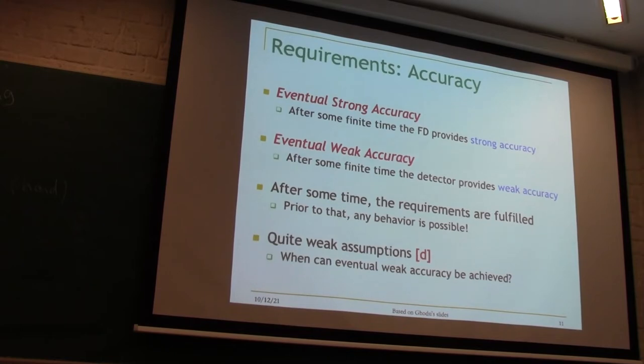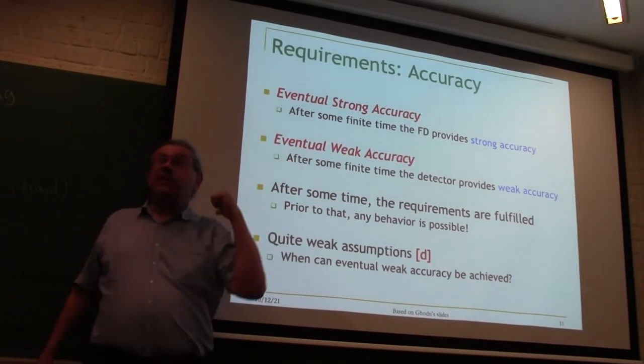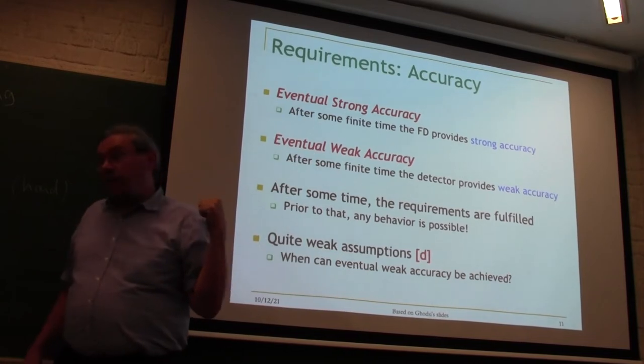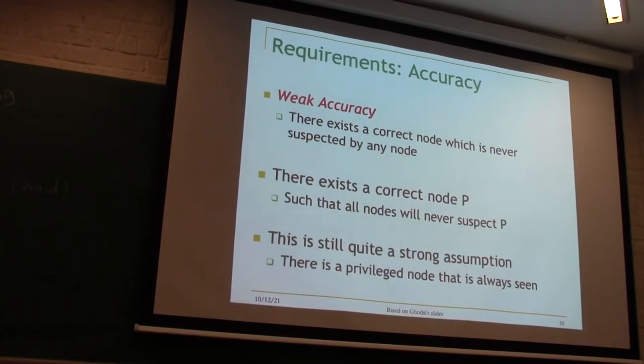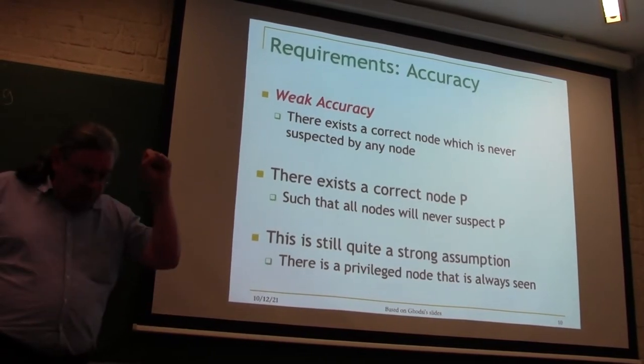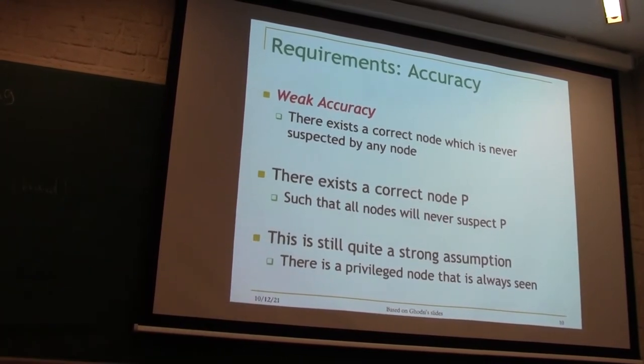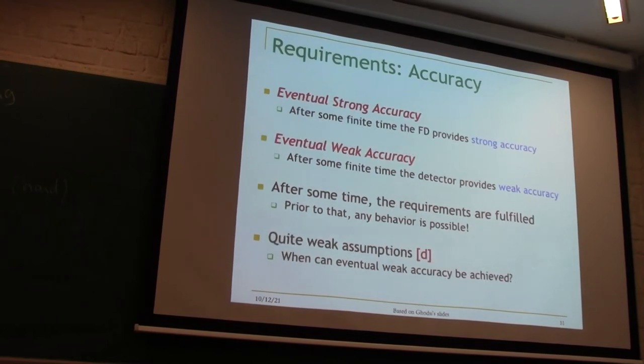Now, a small subtlety, completeness is always eventual, okay? It's always, I will eventually see the crashed nodes, okay? But accuracy, the way I said it before, was not eventual. If I say weak accuracy, and I say the node has crashed, and it's wrong, then the property is broken, okay? But I can make the accuracy also eventual.